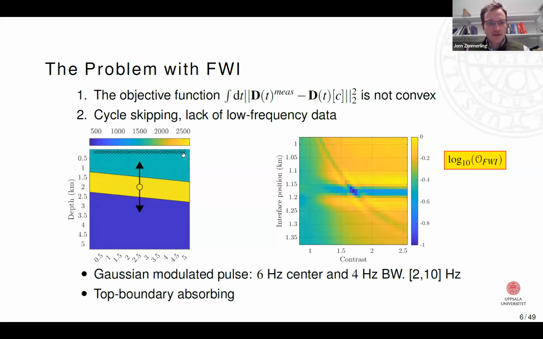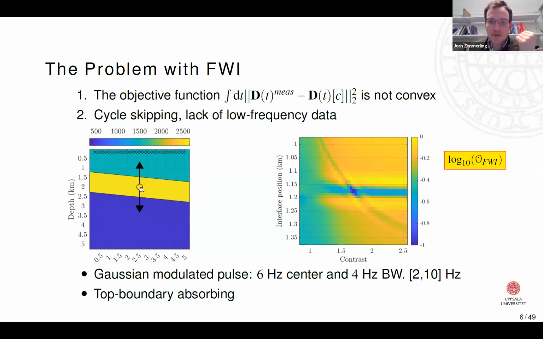I'm considering a bunch of sources and receivers on the top of the subsurface. We have an angled layer here in yellow that we will shift up and down. That denotes the interface position, given in kilometers. And then we will also consider changing the contrast of that layer. The contrast is essentially a factor multiplied with the background velocity of 1,500 meters per second. So a contrast of 1 means that the layer has the same speed of propagation as the background near the sources. This is a two-dimensional inverse problem.